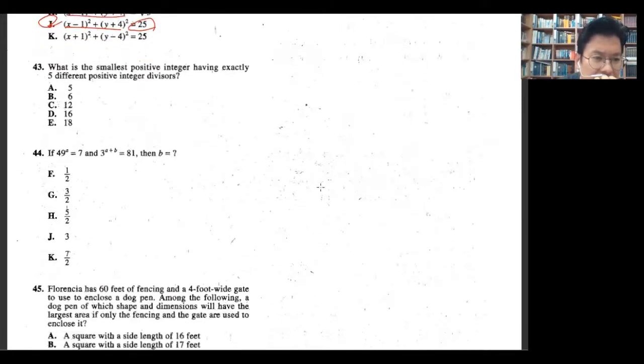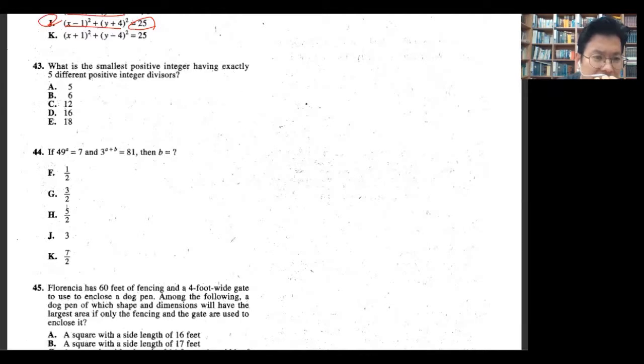Okay. The smallest possible integer that has exactly 5 different positive divisors. Divisors, you can think of it as factors. So 5 of them. So 1 and 5 doesn't work. 1, 2, 3, 6 doesn't work. 1, 2, 3, 4, 6, 12 doesn't work. 16: 1, 2, 4, 8, 16. Okay, bingo. 18: 1, 2, 3, 6, 9, 18. So 6 of them, doesn't work.